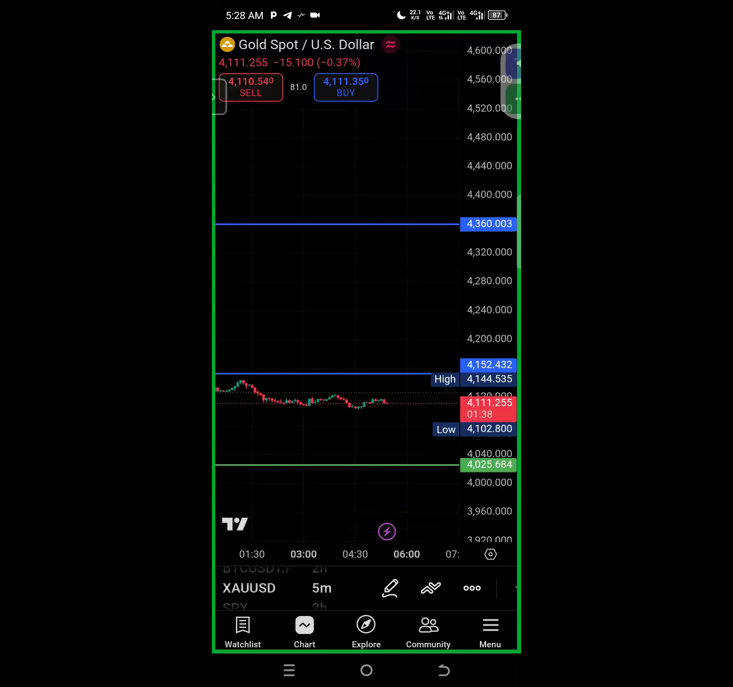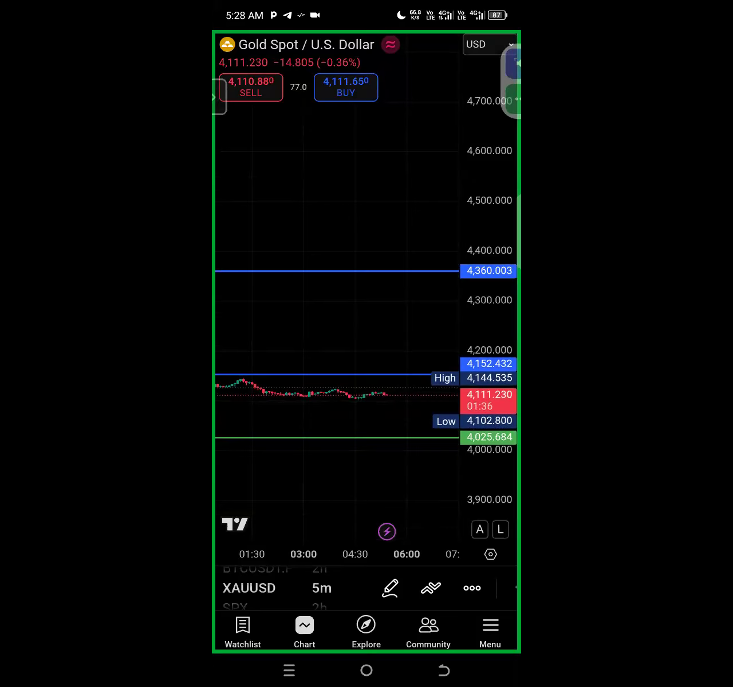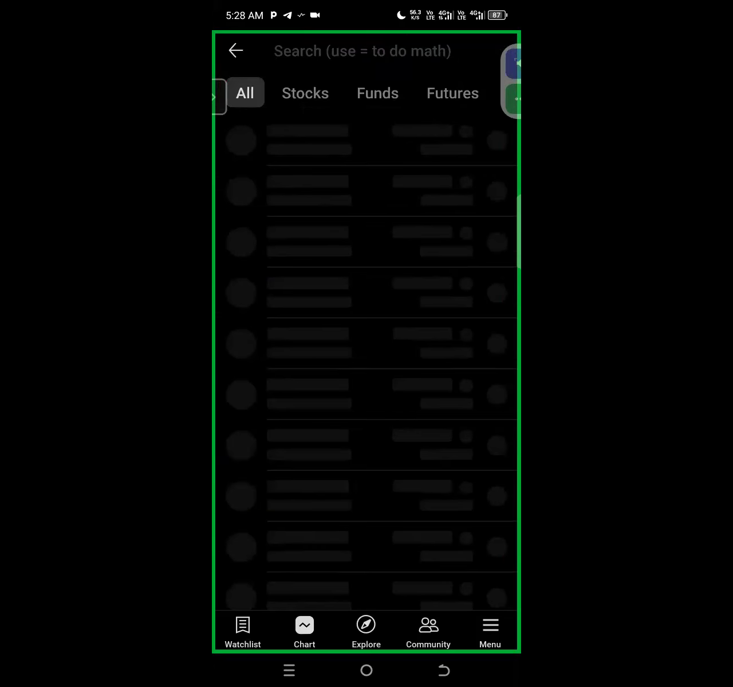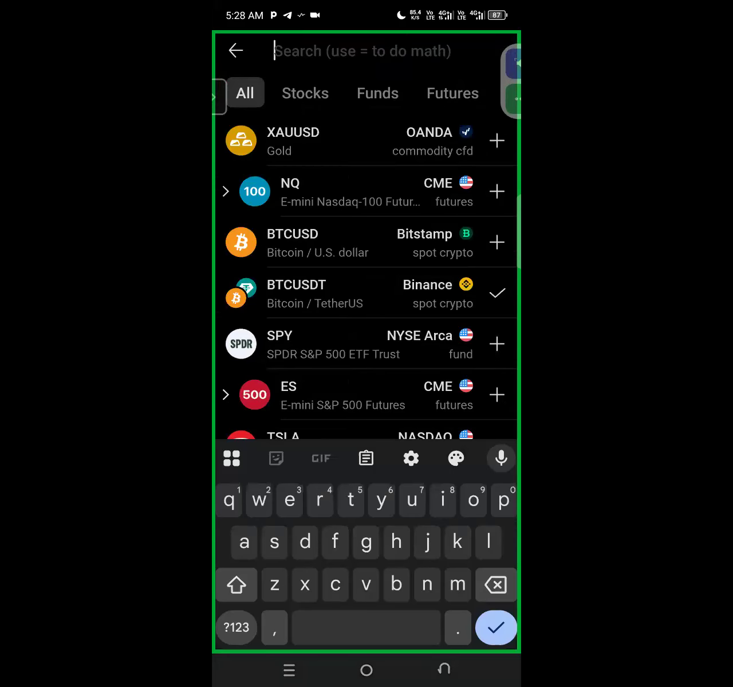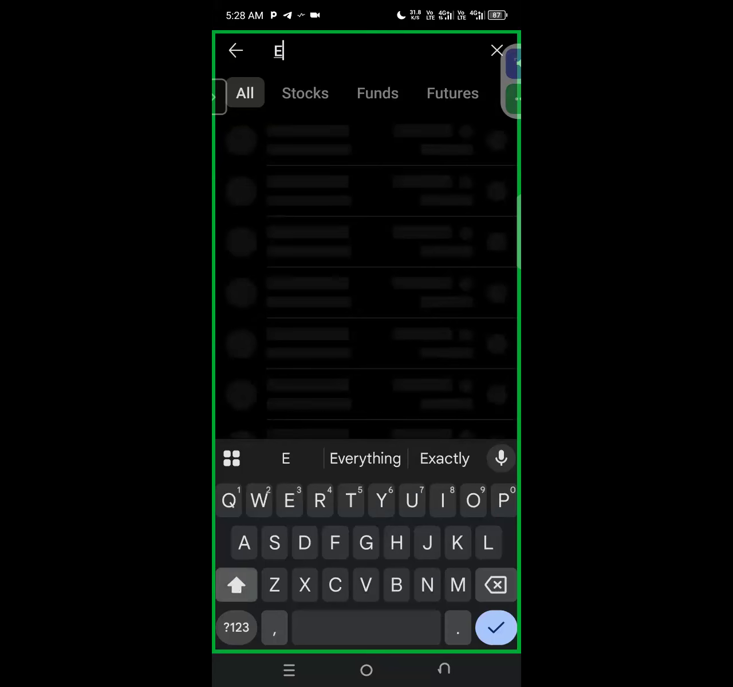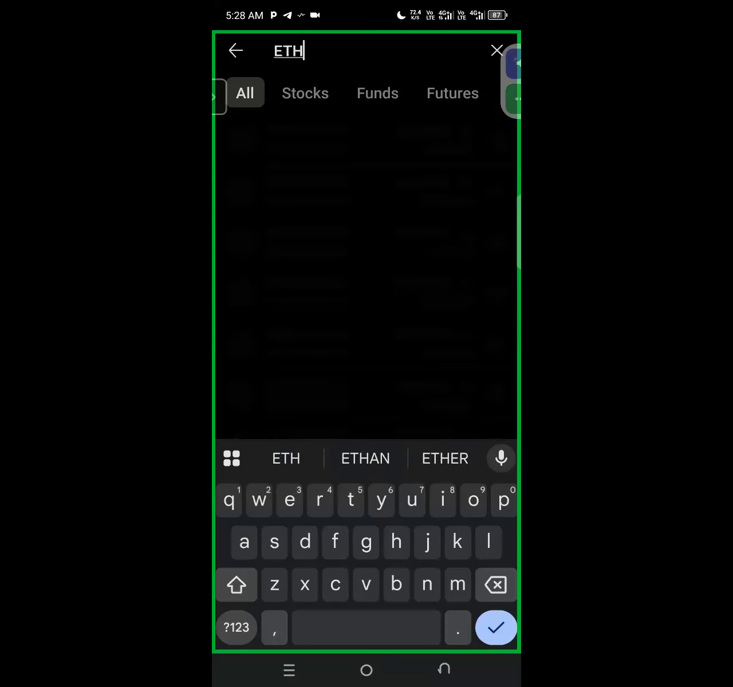So let me take another asset like BTC. Since this is gold, let's take another asset like BTC or Ethereum.